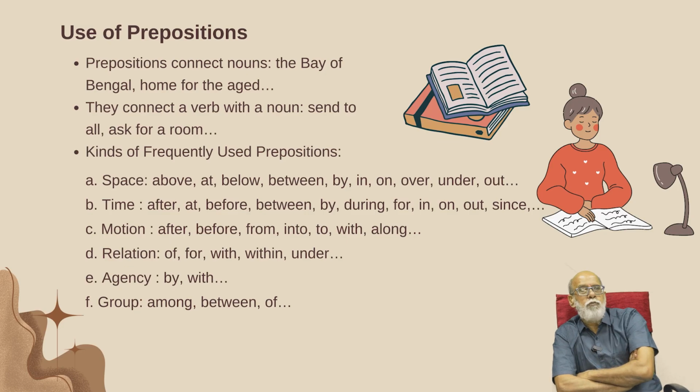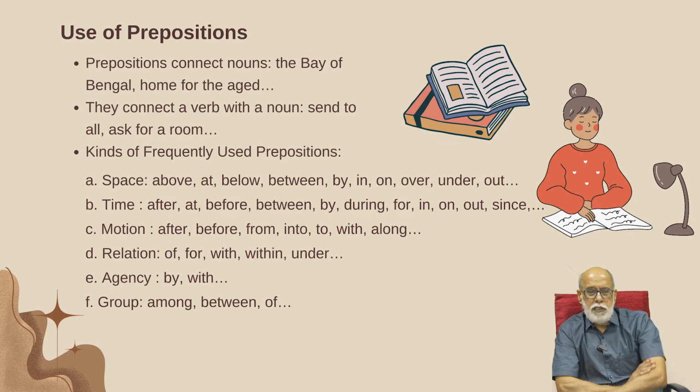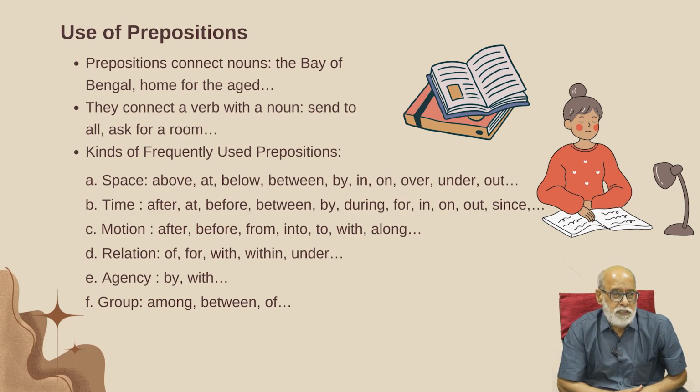Similarly, in the earlier bullet point, Bay and Bengal, home and aged will remain unrelated unless a preposition is there. So preposition does this function. It relates one noun to another and it relates verb to the noun. In both cases, the one noun is related to the head noun, the more important noun, and the verb is related to that noun, which will be the important word in that sentence.